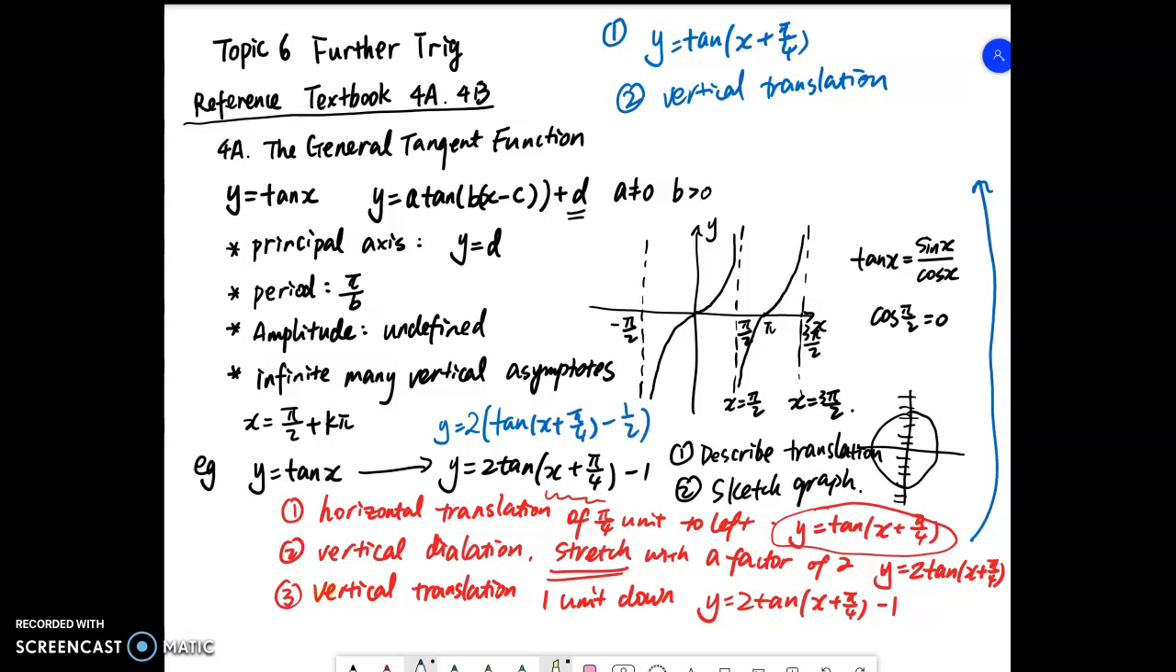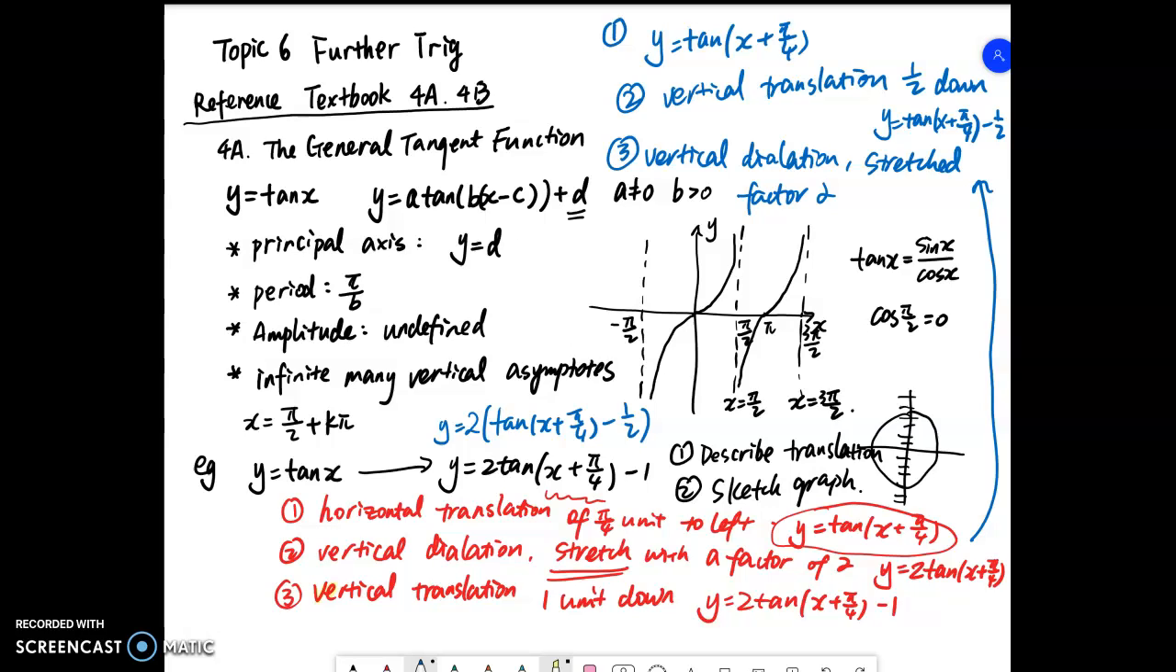Take half. So you've got to do a vertical translation of 1/2 down. That will become y equals tan(x + pi/4), take half. And the last one will be the dilation. So it's going to be a vertical dilation. Because it's half, no, sorry, it's still going to be stretched with a factor of 2.